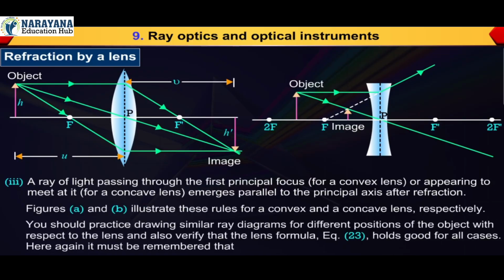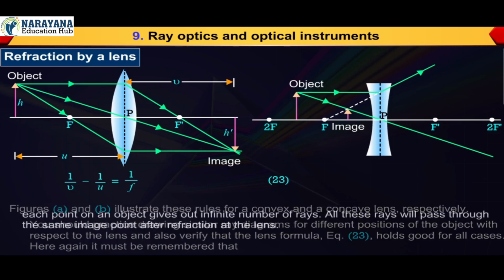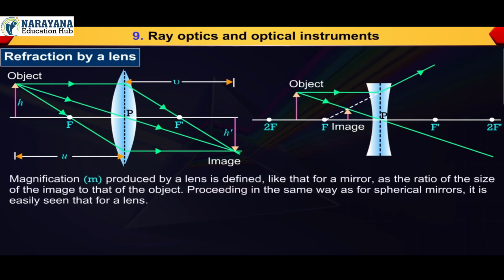You should practice drawing similar ray diagrams for different positions of the object with respect to the lens and also verify that the lens formula equation 23 holds good for all cases. Here again, it must be remembered that each point on an object gives out infinite number of rays. All these rays will pass through the same image point after refraction at the lens.